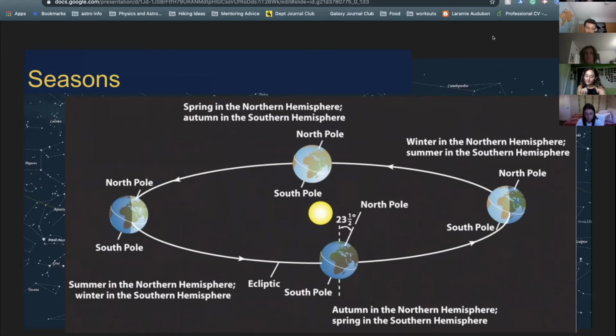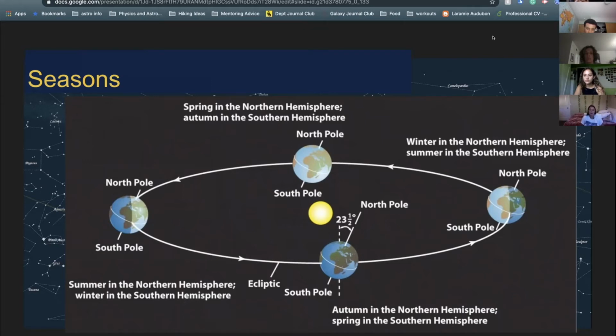But the idea is that the seasons are caused by that tilt of the Earth and not getting closer or further away from the sun. So we're just getting more direct light from the sun or less direct light, depending on if we're leaning towards the sun or leaning away from the sun.